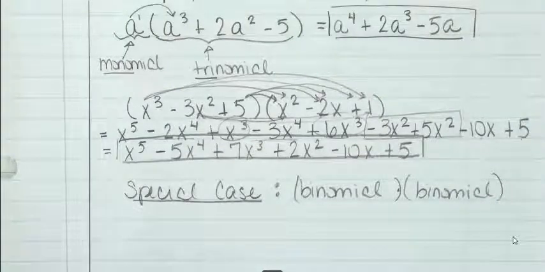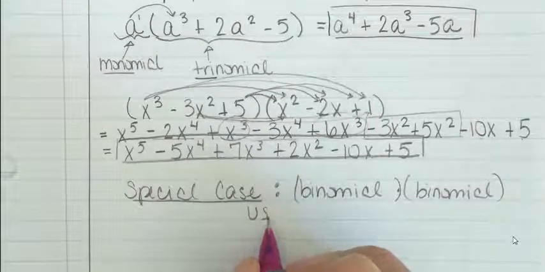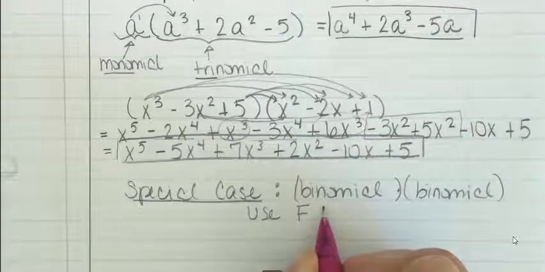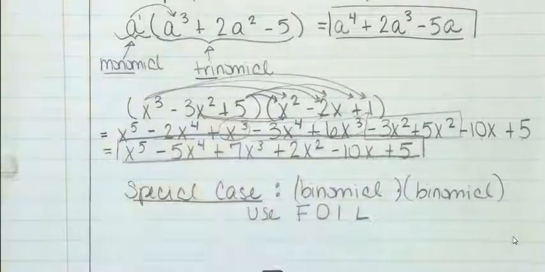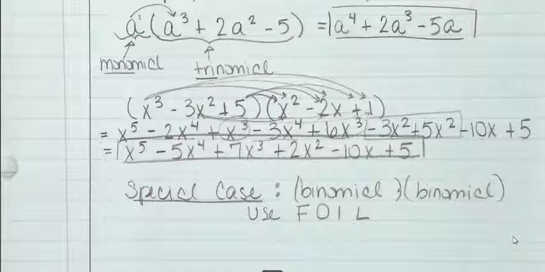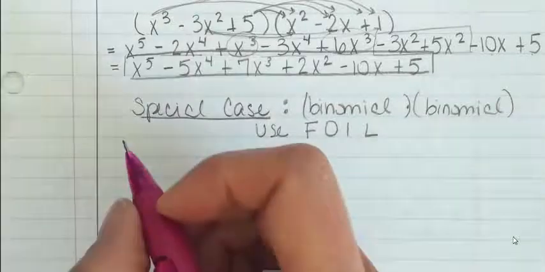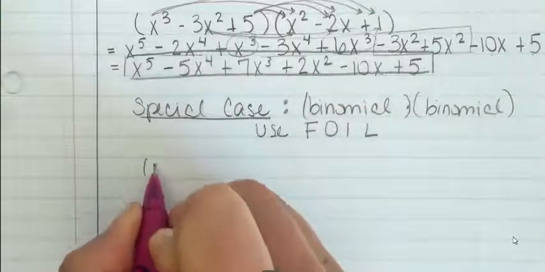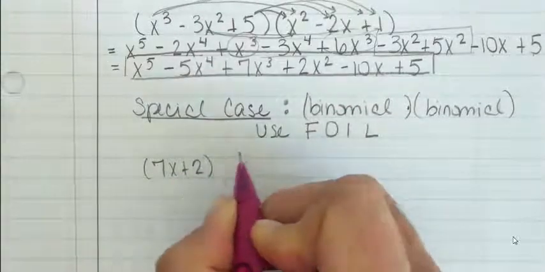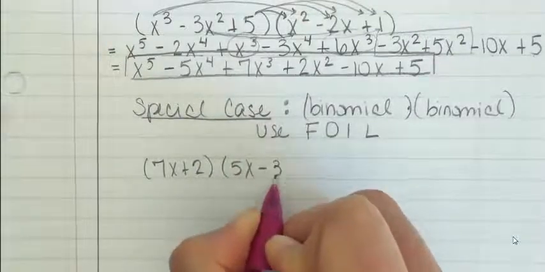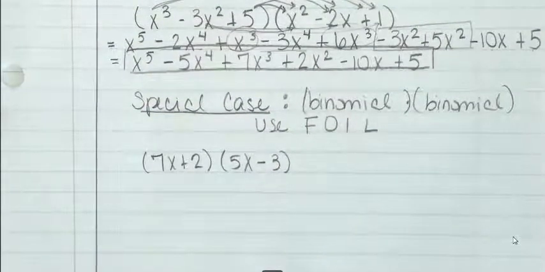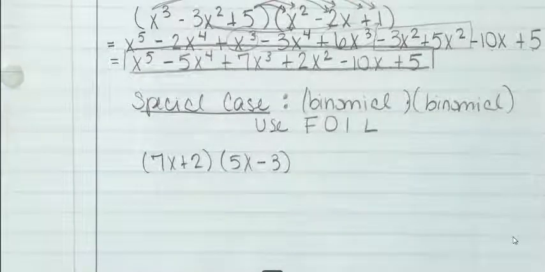Okay, so when we do this, something that we can use is FOIL. F-O-I-L. And what does FOIL actually mean? Well, let me go through this with you, and then we'll break down what FOIL is in case you haven't heard it before. So an example of this would be 7x plus 2 times 5x minus 3. Now, FOIL is just distributing. Okay, it is distributing, and I'm going to prove that to you.